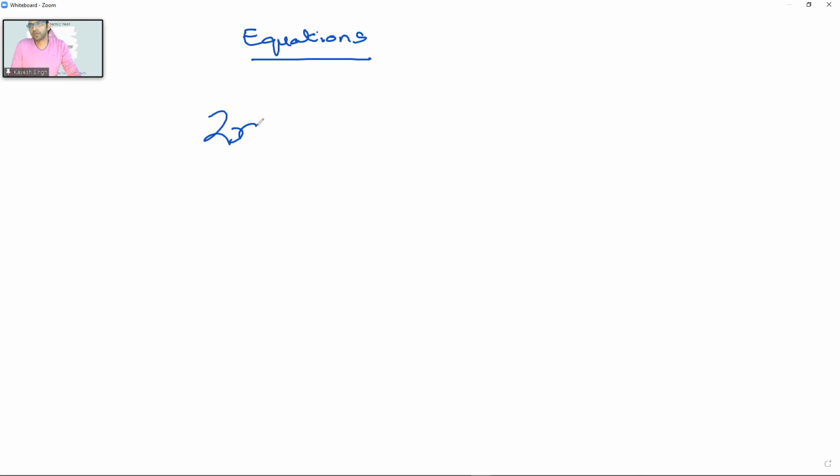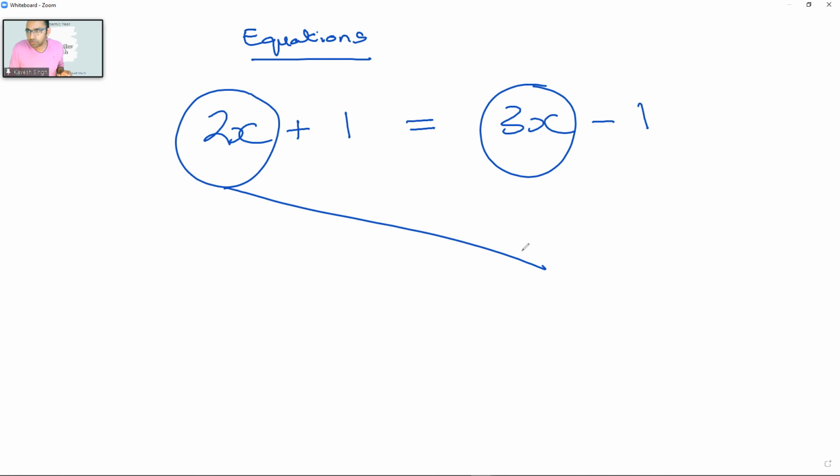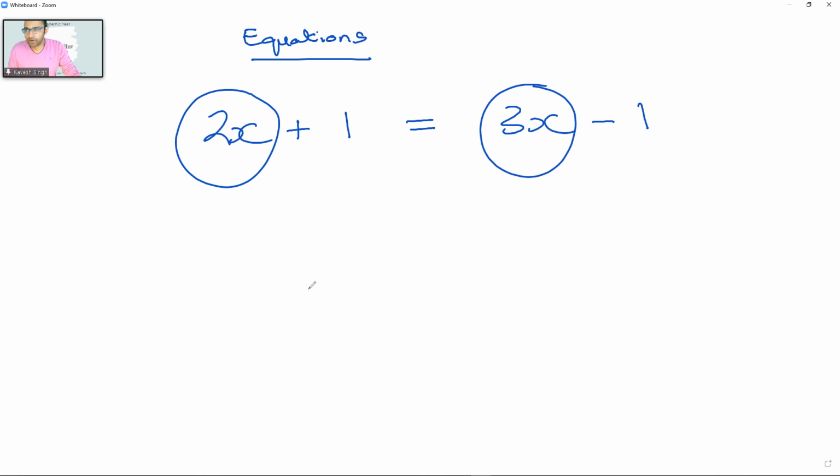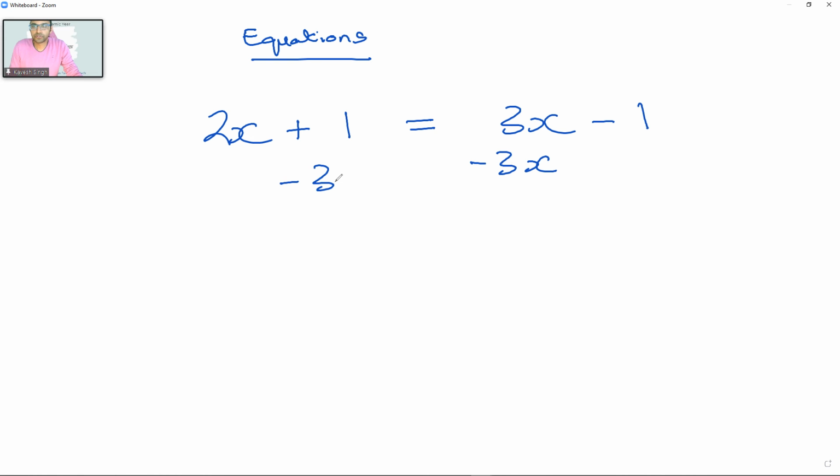Let's suppose I've got 2x plus 1 equals 3x minus 1. Now, I've got x's on both sides. I need to have x on one side. I need to move all the x's either all to the left-hand side or the right-hand side. One of the two, right? I can move them both to the left-hand side or I can move them both to the right-hand side. But by moving, I'm actually subtracting it. So I could subtract 3x here, right? But then at the same time, I have to subtract 3x here because it's an equation. Remember, it has to be the same.